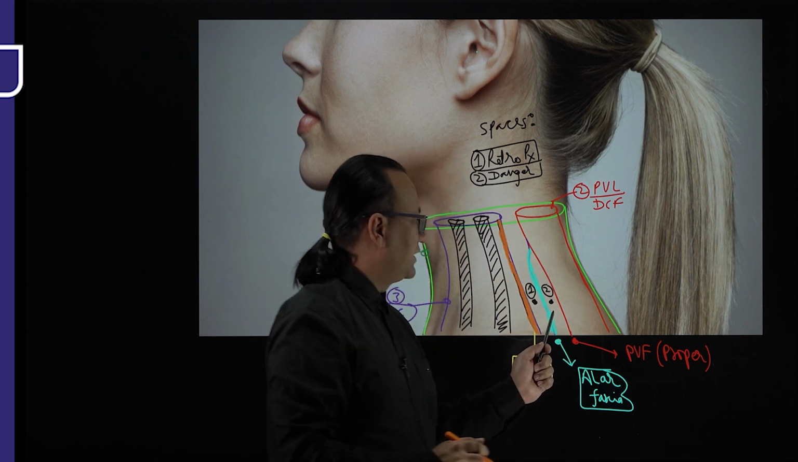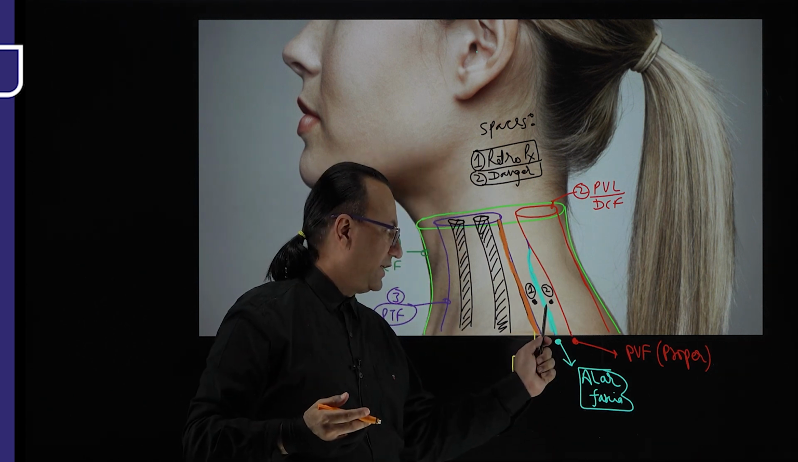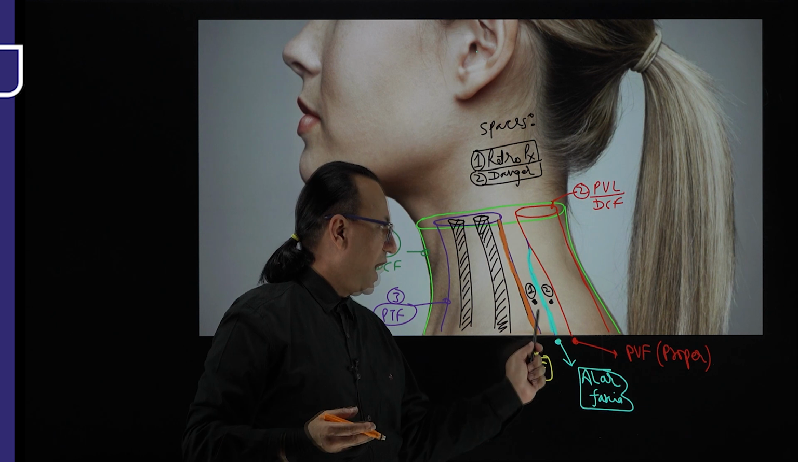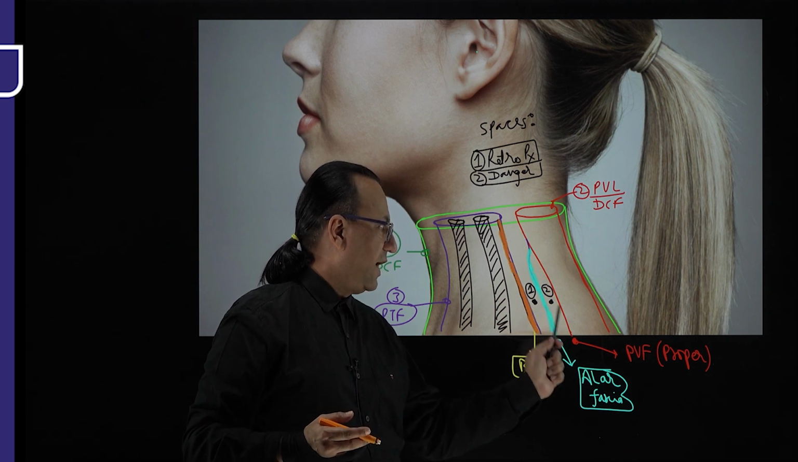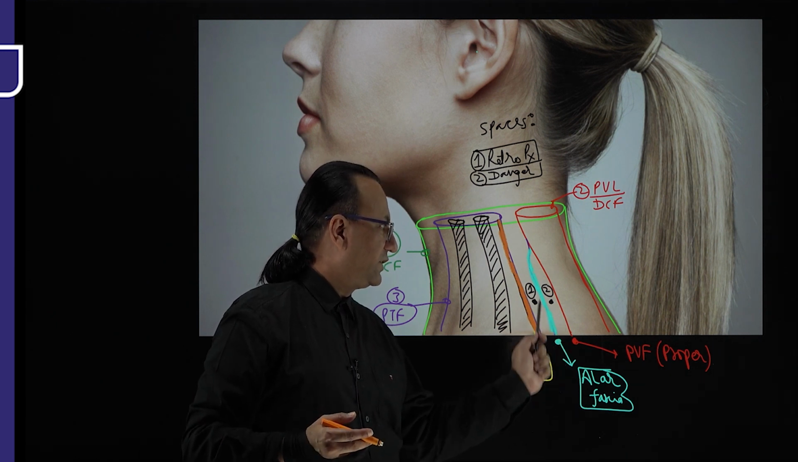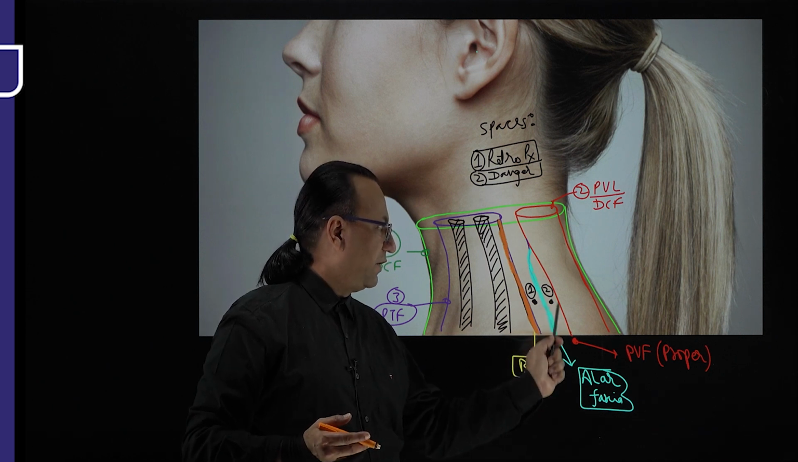The danger space is lying between the two fascia. One of that is the alar fascia anterior and the prevertebral fascia proper posterior. A for A, P for P. Anterior is alar fascia, posterior is prevertebral fascia proper.